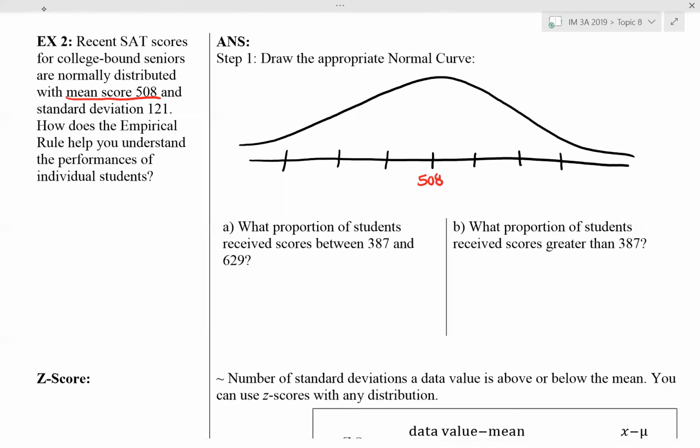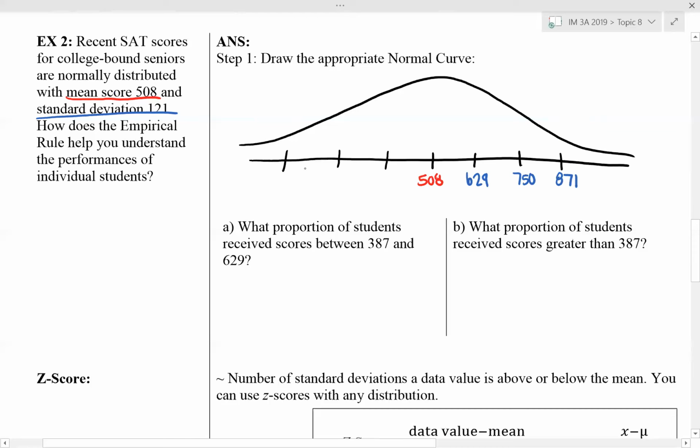And then the standard deviation is 121 points. So that means that from 508, we're going to add 121, which gives us 629. Then we're going to add 121 again, which gives us 750. We're going to add 121 a third time, which gives us 871. So that means that 99.7% of the scores fall below 871 and above whatever number we're going to end up with here.